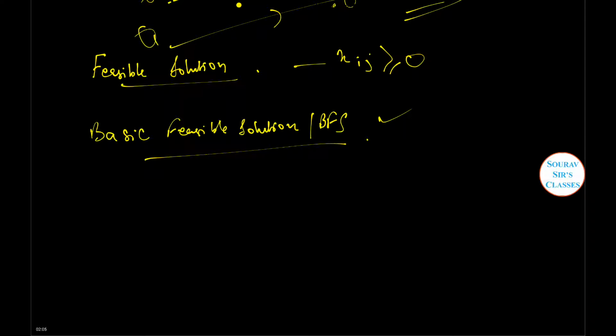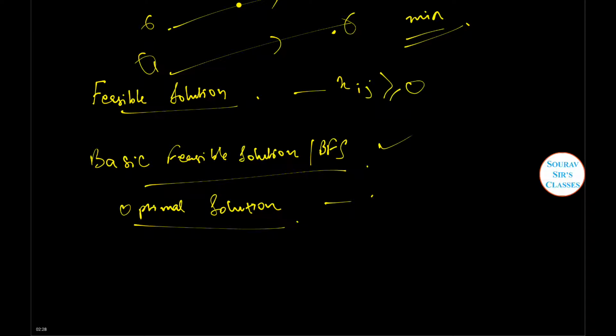Now we move on to the optimal solution. A feasible solution, not necessarily basic, mind you students, it might not be basic, is said to be optimal if it minimizes the total transportation cost. Hence here minimization is the goal. We get the least transportation cost in an optimal solution.